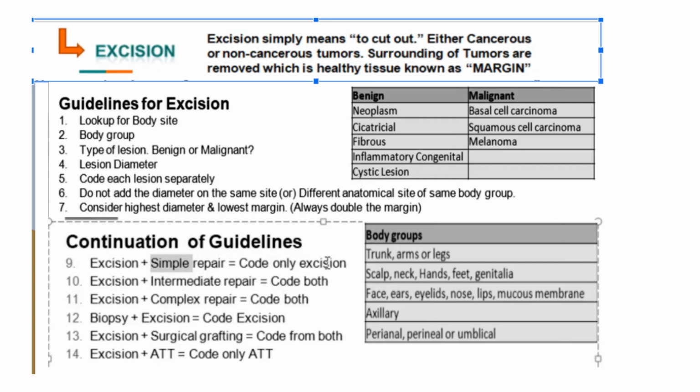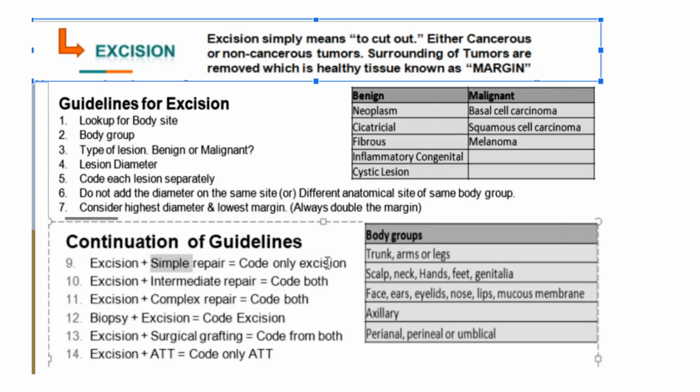Okay. Now the excision and the biopsy. If the biopsy plus excision happened, we code only the excision. I mean, for that, both the biopsy and excision has to happen at the same site. Okay, because this is very important. If the biopsy and excision happens at the same site, I will code only more definitive procedure, and that is excision. Then excision plus surgical grafting, we code both.